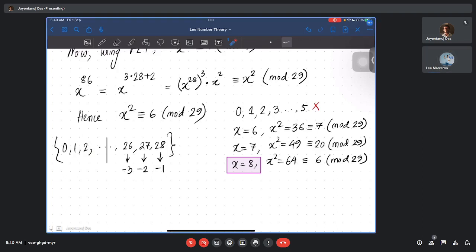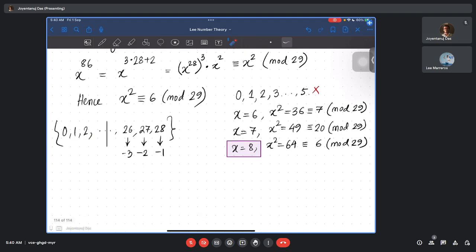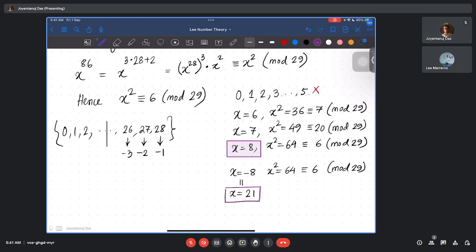Right. So since 8 is working, -8 will also work, right? If I take x equals to -8, then x square is still 64, and that is 6 mod 29. But what is -8? In mod 29 it is 21. So x equals to 21 will be another solution.